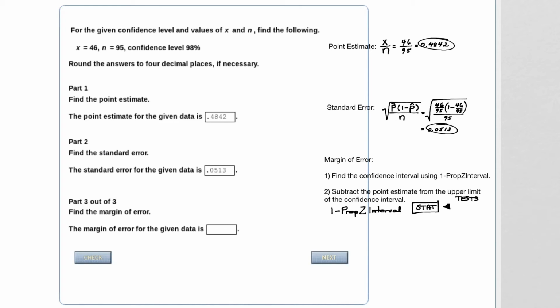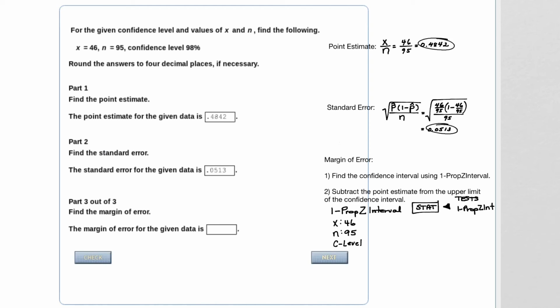What we're going to do is scroll down until we see one prop z interval. Now make sure you do one prop z interval and not one prop z test, because you'll be really confused as to what questions they're asking you. We'll be doing that in the next unit, actually. All right, so I have one prop z interval, and now the values that they prompt me for are x, which we already know is 46, n, which is 95, and C level.